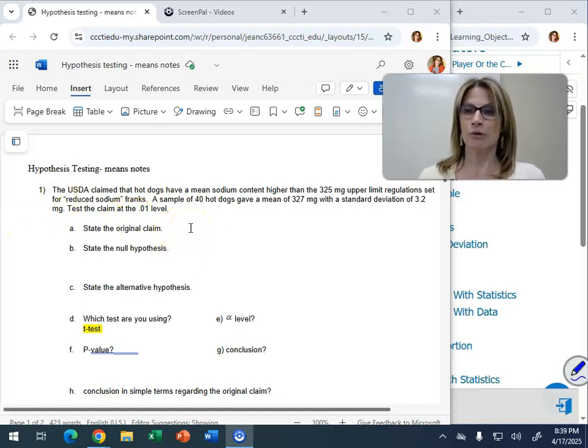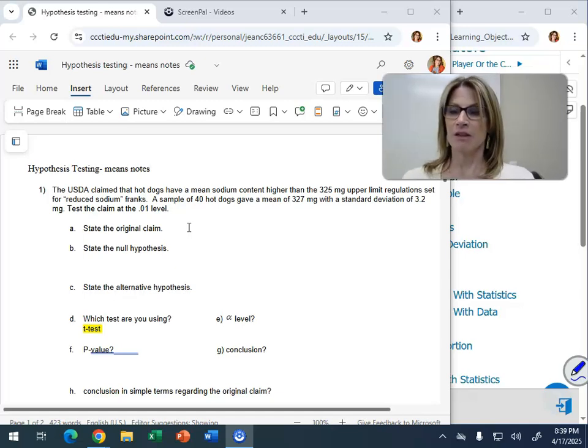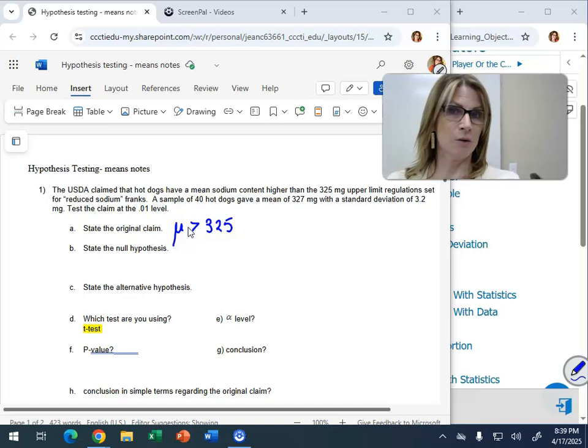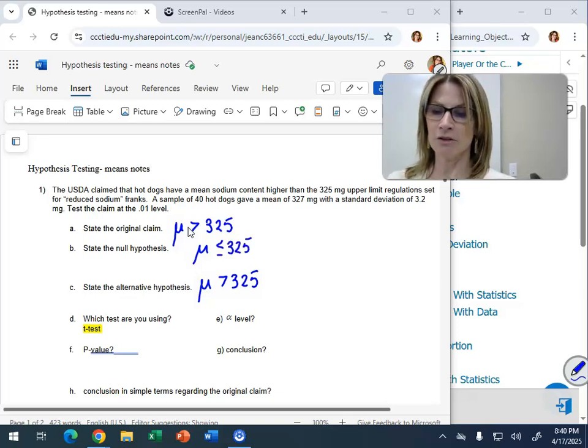So we already know how to write the claim, the null, and the alternative. So we're going to start with that. The USDA claims that hot dogs have a mean sodium content higher than 325 milligrams. Okay, so we're going to write that down. The mean is higher than 325 milligrams, and we know if that does not have an equal sign, that will be your alternative, greater than 325, and the opposite of that would be less than or equal to 325 milligrams, and this time we are doing a t-test.